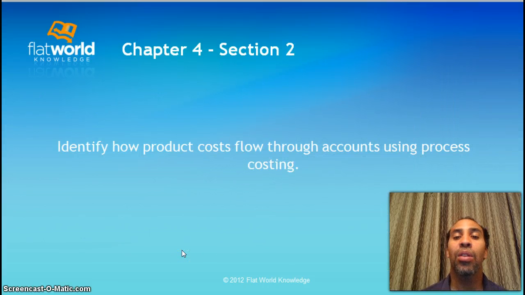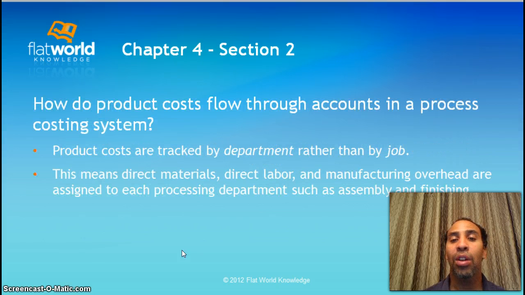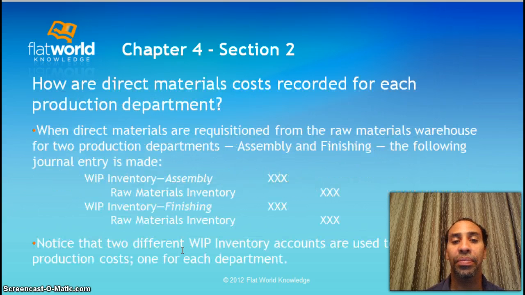So identify how product costs flow through accounts using process costing. How do product costs flow through accounts in a process costing system? Costs are tracked by department rather than by job, right? So each department is going to reflect a certain amount of money, a certain amount of time, labor, and effort in regards to completing, fixing, producing the final product. This means direct materials, direct labor, and manufacturing overhead are assigned to each processing department, such as assembly and finishing.